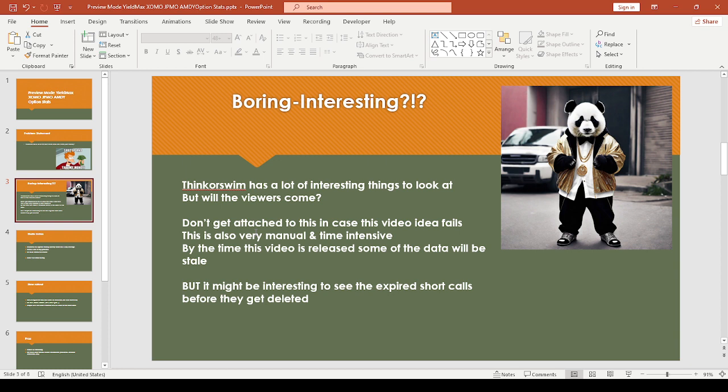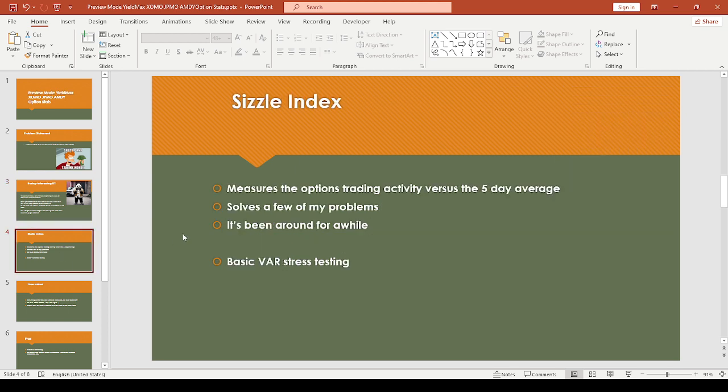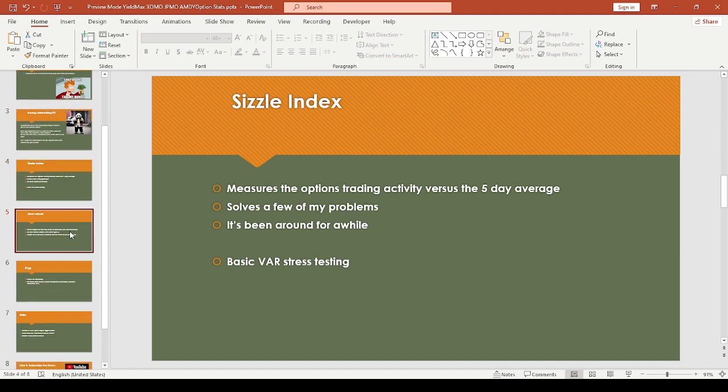But in case it doesn't, just know that I tried, because this is really time intensive and very manual. But we'll see how things go. The Sizzle index measures the option trading activity versus the 5-day average, and it solves a few problems, and it's been around for a while. And then I'll also show you the basic VAR testing in the Thinkorswim platform.